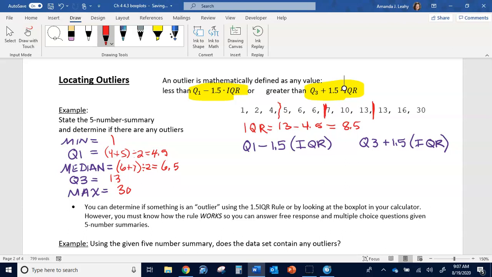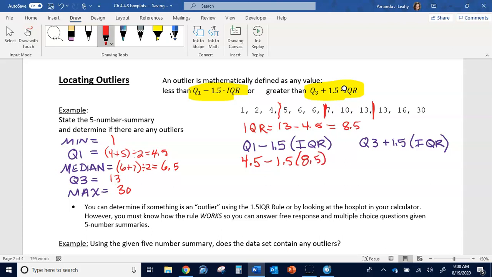So when we're talking about SOCS, and you get to that spread comment, this is one of the numbers that you can use to discuss the spread of the data, because it says the middle 50% of the data goes from 4.5 to 13. It's 8.5 units long. All right, so my quartile 1 is 4.5. And I'm going to subtract 1.5 interquartile ranges. So that's 1.5 times 8.5.